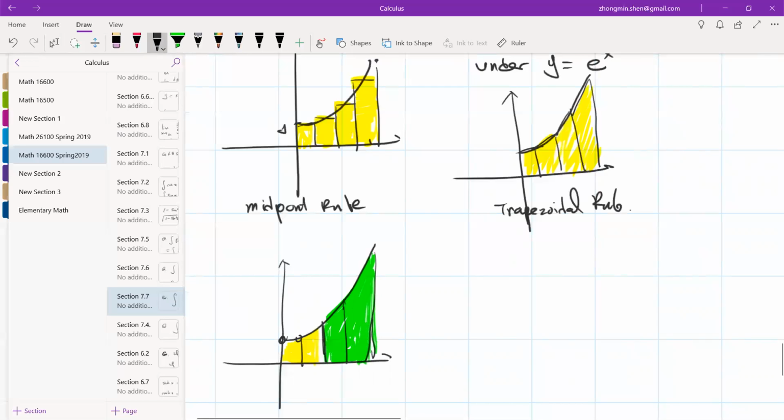So for every 3 points, there's one unique quadratic function. But this time, maybe the quadratic function looks like that. I don't know. So it's hard to expect.